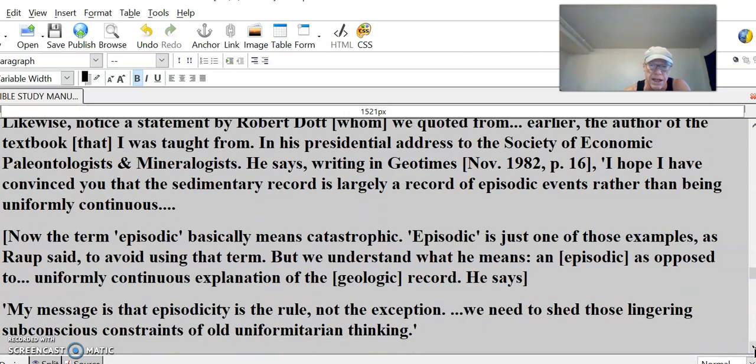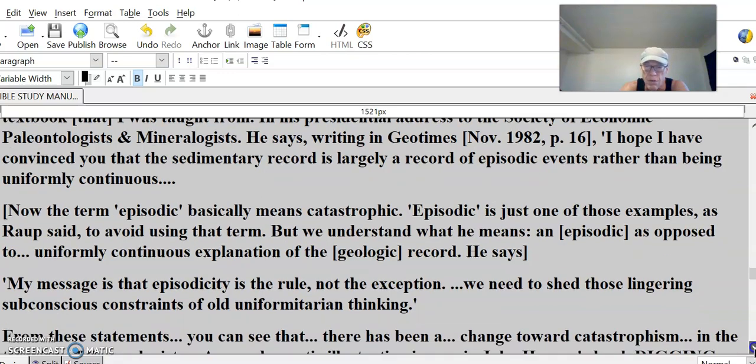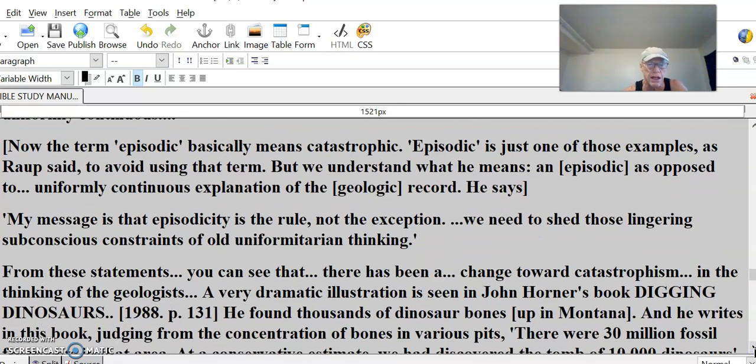But we understand what he means, an episodic as opposed to uniformly continuous explanation of the geological record. He says, my message is that episodicity is the rule, not the exception. We need to shed some lingering subconscious constraints of old uniformitarian thinking. From these statements, we can see that there has been a change toward catastrophism in the thinking of the geologists.